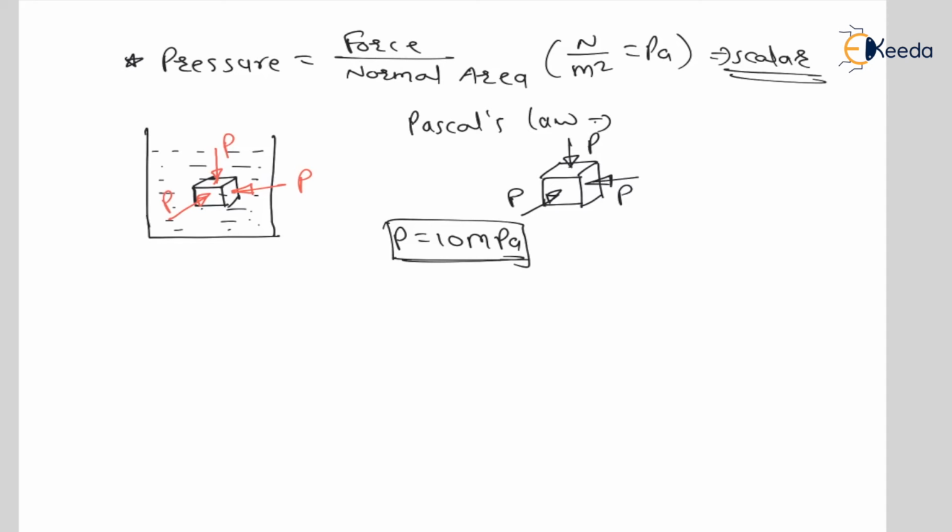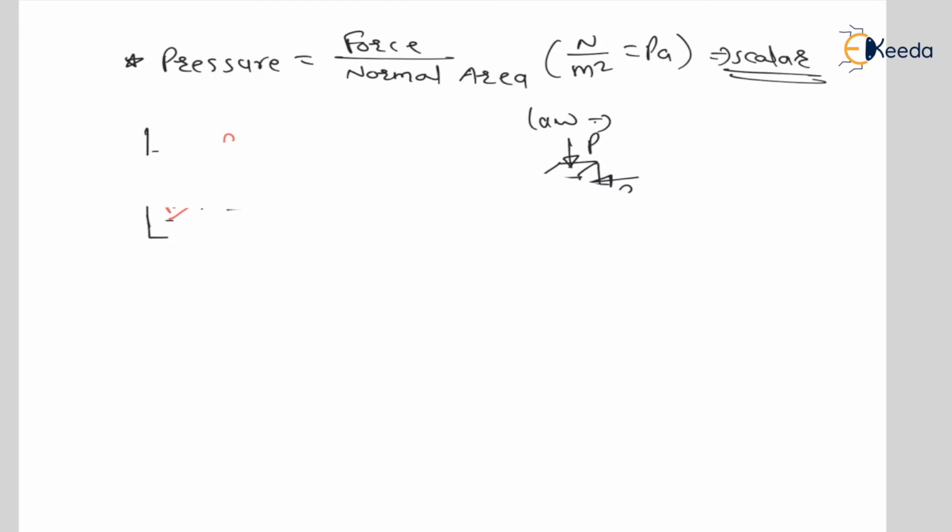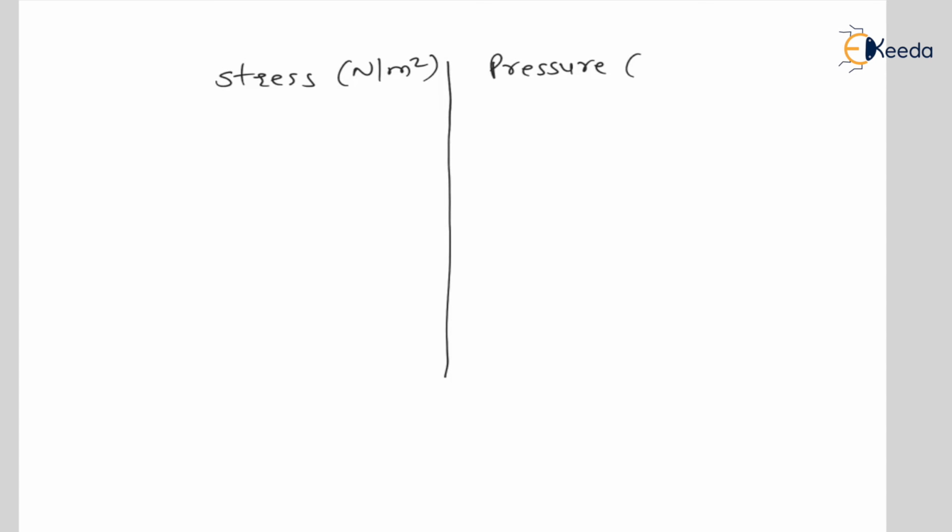Now we will differentiate between stress and pressure, right? There are basically four differences between stress and pressure. On the left side I am writing stress, and on the right side I am writing pressure. The unit of both is Newton per meter square, force divided by area.